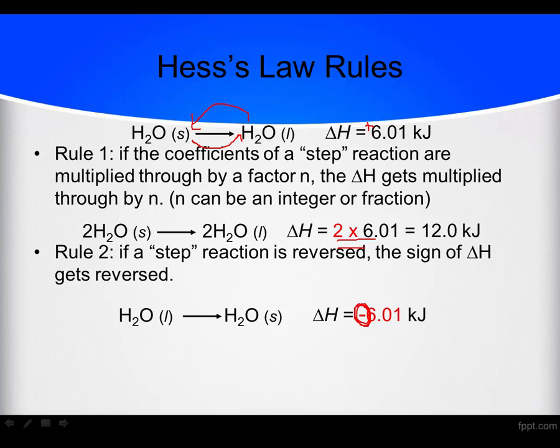And the big rule, you guys are freaking out about nothing here. You can flip one step and only that step, and you need to change the enthalpy. You could also multiply the coefficients by any number you want, but you have to multiply the enthalpy by that coefficient. So you can do rule 1, you can do rule 2, you can do both, you can do neither. It all depends on what the puzzle says you need to do.